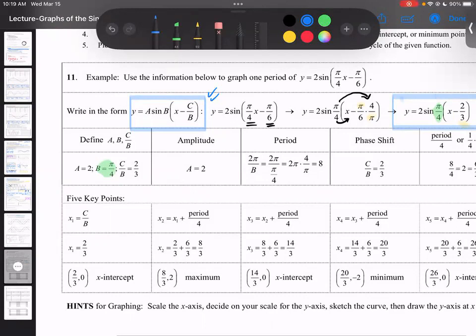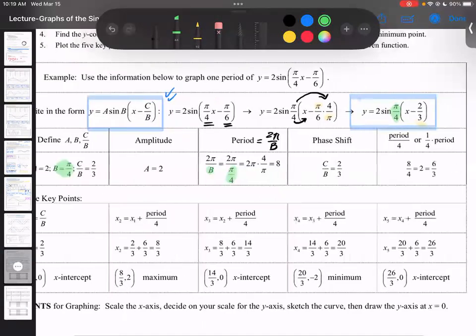Period. Remember what I say, period equals what? Yeah, 2 pi over b. Do you know b? You do, right? All you do is replace b with pi over 4, simplify, so your period is 8. It's 8. Phase shift, we know that c over b will be 2/3.